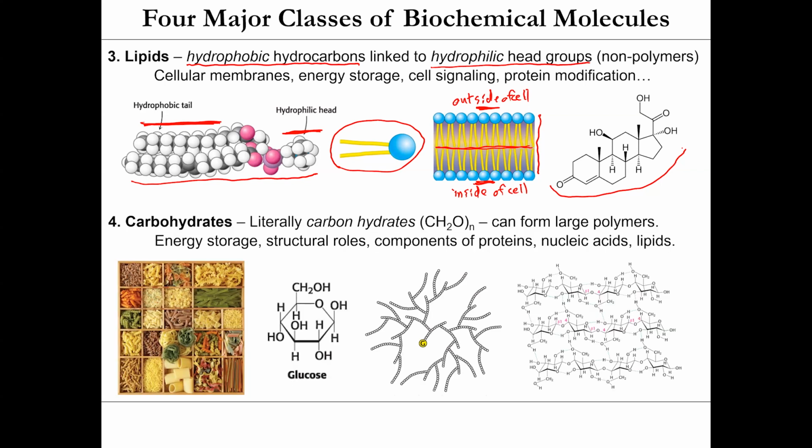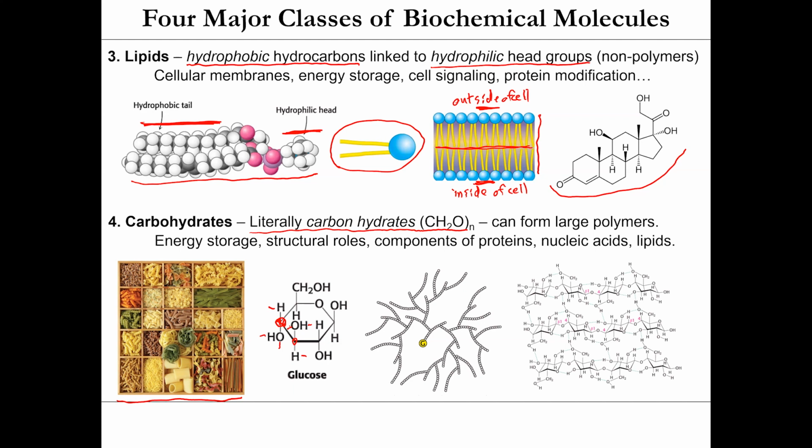And the fourth major class of biochemical molecules are carbohydrates. You're probably most familiar with these in the forms of bread and pasta. But carbohydrates are literally carbon hydrates. So they have the chemical formula CH2O, with multiple copies of this same chemical formula, CH2O. And these can form large polymers. Here's a glucose molecule, and you can see that CH2O chemistry here. There's a CH2O, CH2O, and so on and so forth.